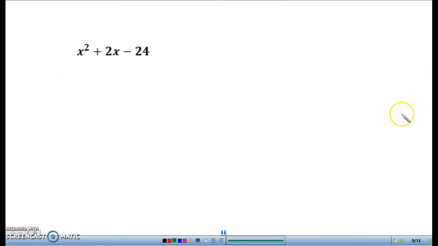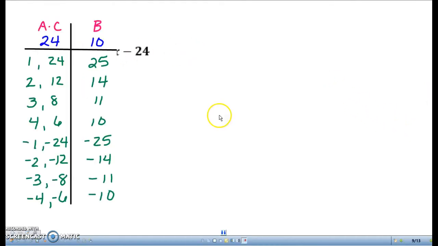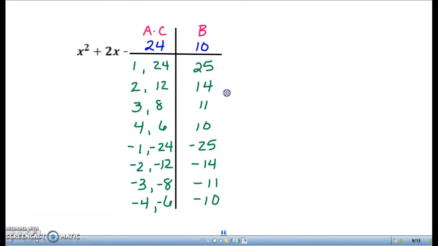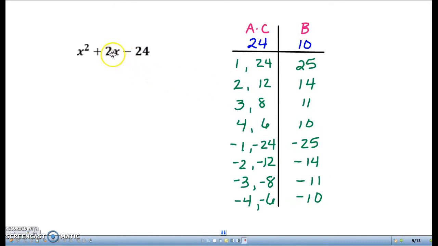All right, let's try factoring this one. Once again, we're going to build our t-chart, and this time let's see what's different between what we did in the first one and what we have here in the second one. My a is still 1, but this time my c is negative 24. Okay, this is negative 24, so that changes a lot of things here.